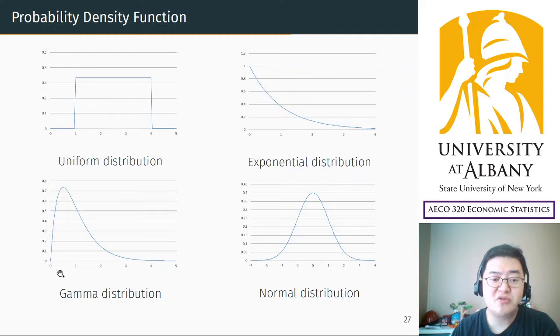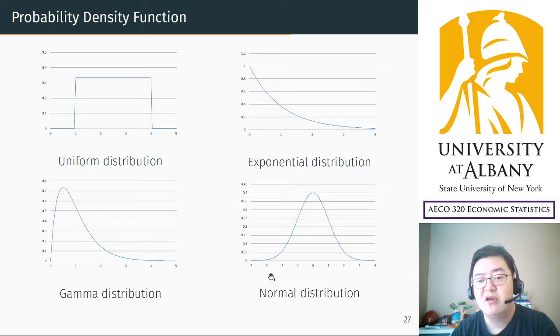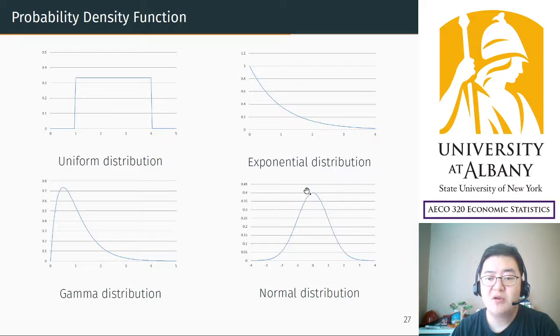And gamma distribution has another smooth shape, but has a peak here. From 0 it increases and then decreases. So this is a gamma distribution. And normal distribution has another smooth density function, but it is centered around 0 and is bell-shaped. So different probability distributions have different probability density.